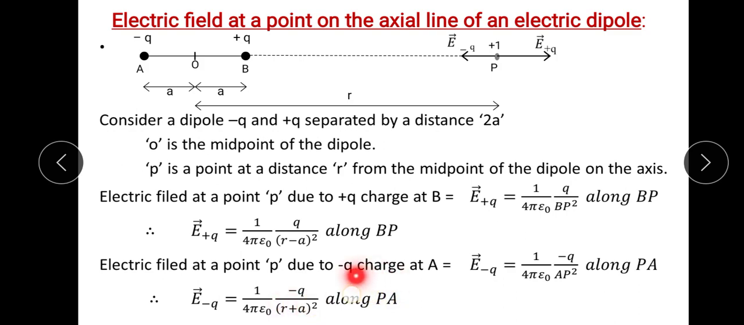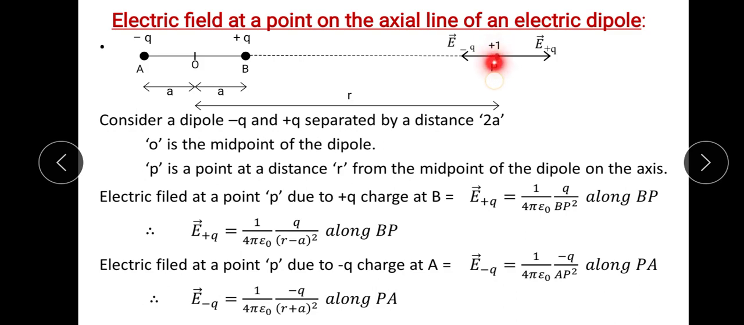And what is the direction of this electric field? This electric field is directed towards the charge, that is the negative charge, because you know that the electric field at any point due to a negative charge is always directed towards the charge. Therefore the direction is along PA.